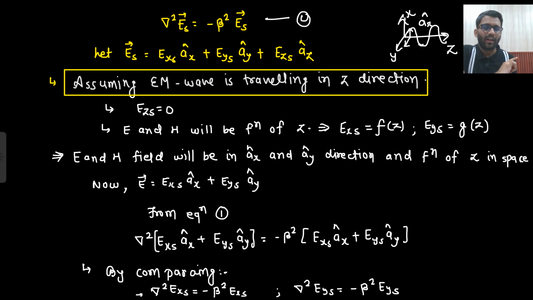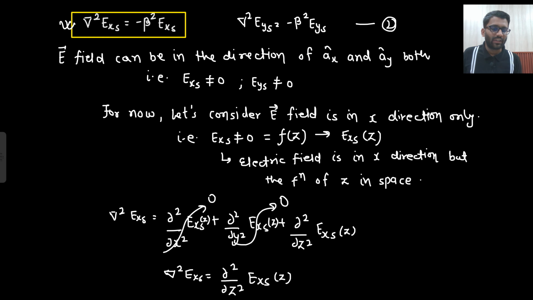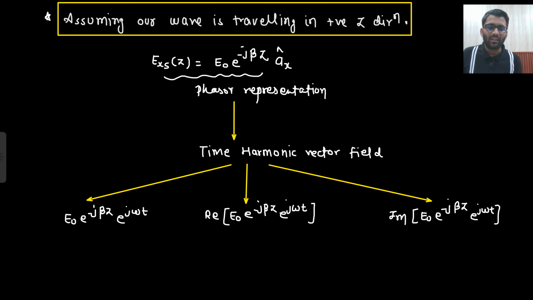EXS I have got. And what is my electric field? My electric field is EXS AX cap, EYS AY cap, EZS AZ cap. This is by default 0, and this I am assuming 0 because I am not considering this. So what will be my electric field? EXS AX cap. AX cap I will add later, but as of now I am not adding it. EXS I have got, so forget about AX cap.